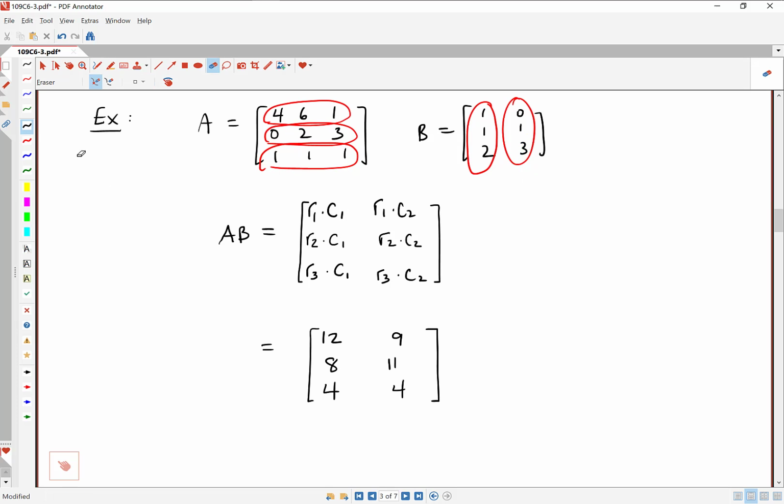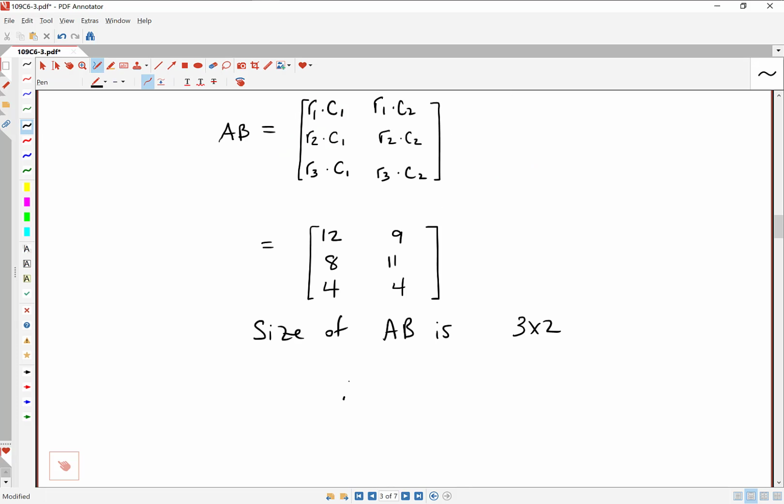So now let's talk about the size of AB, because often it's helpful to be able to predict in advance how big your product is going to be. So the size of AB that we just calculated is, well, we always talk about number of rows times number of columns. So it's 3 by 2. Okay, and let's see if we could have figured that out just from looking at the original matrices A and B. So what we did is we multiplied A and B together. A was a 3 by 3 matrix, and B was a 3 by 2 matrix.